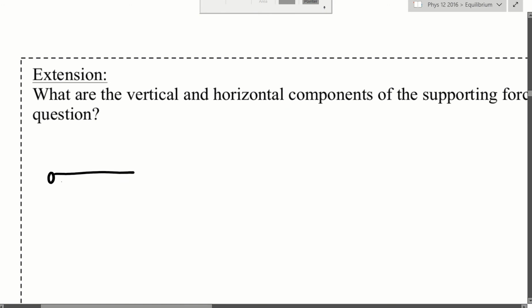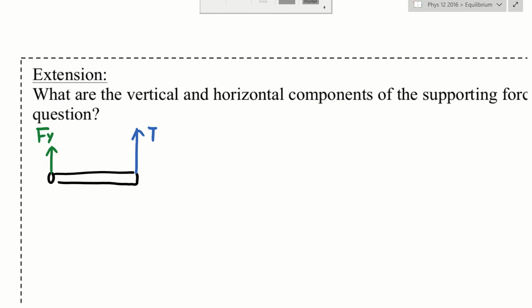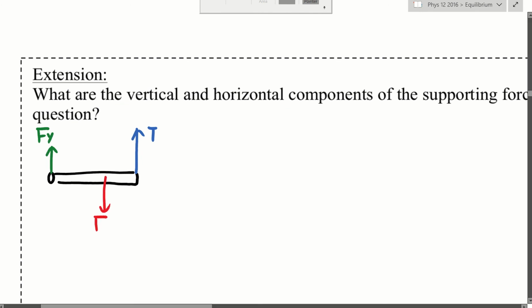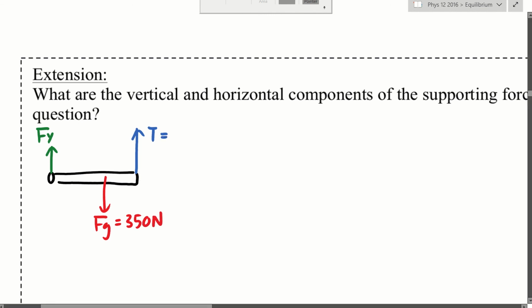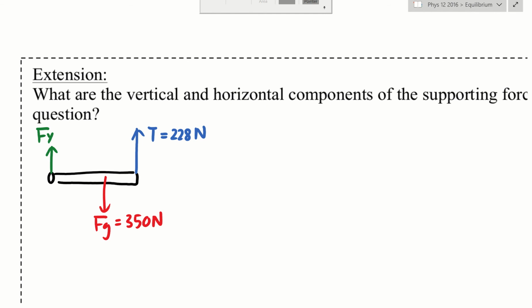Now, you have your hinge, you have your wire attaching to here, and you have the force on the hinge, which is called Fy, and you also have your force of gravity, which goes straight down. But at this point, you know that gravity is 350 Newton, and you know tension from the last page. Tension is 228 Newton. Wait a second, that's obvious. How can we find the force on the hinge?